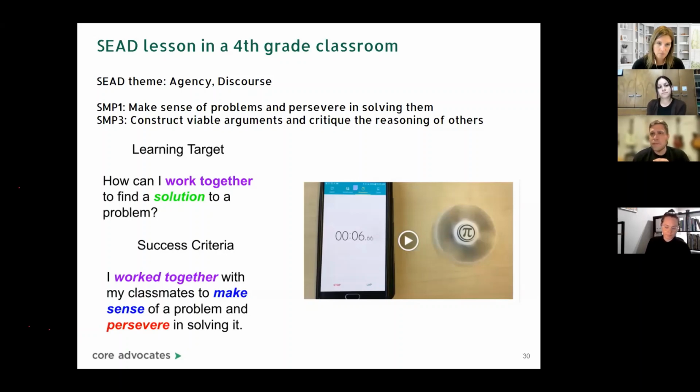But that was one of the biggest differences for me using this template as opposed to just lesson planning, was that I was starting with the math practice and the SEAD themes in mind first. I mean, in the back of my mind, I knew what the content was, but I was spending a lot more focus on that planning initially.